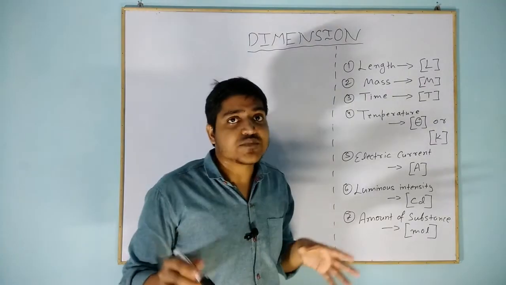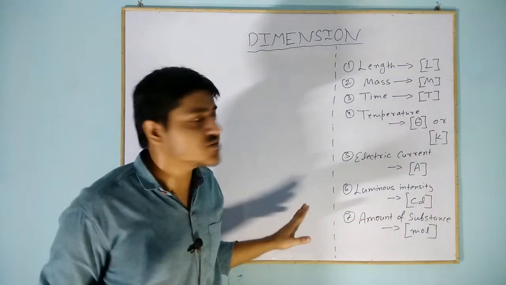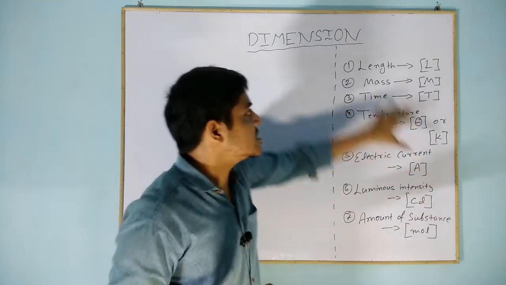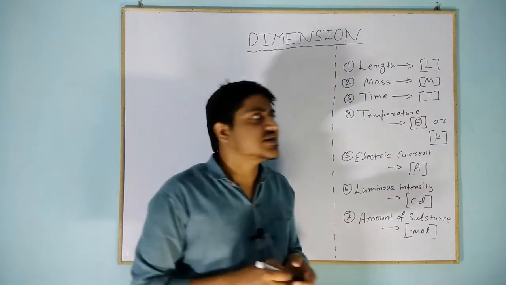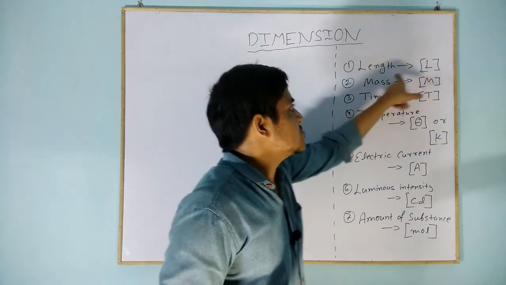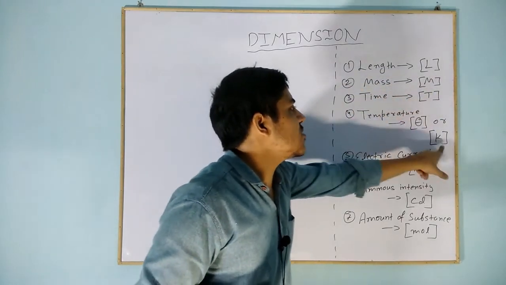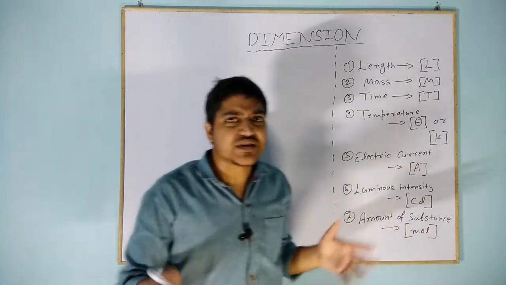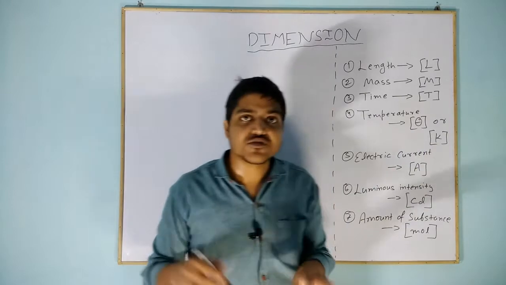Clear? To find the dimensional formula of any derived physical quantity, you must memorize these 7 dimensions. Okay, these are the 7 dimensions allotted to the 7 fundamental physical quantities, which we also call the basic physical quantities. A dimension L has been assigned to length, M has been assigned to mass, T has been assigned to time, theta or K has been assigned to temperature. It depends. Sometimes we take the dimension of temperature as theta and sometimes we take it as K. It would be given in your question.